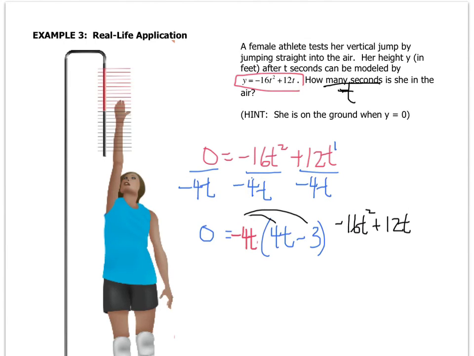So now I drop a line and I solve each piece for 0. So one side is negative 4t equals 0, and the other one is 4t minus 3 equals 0. So when you solve this left piece, I'll just cut right to the chase. This is t equals 0, and this is t equals 0.75.